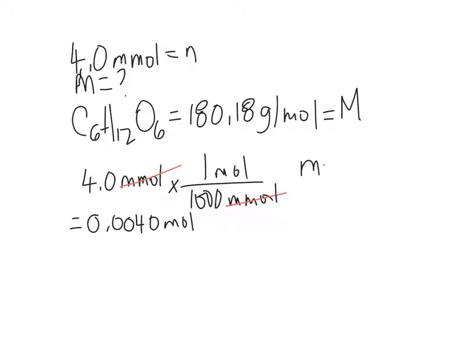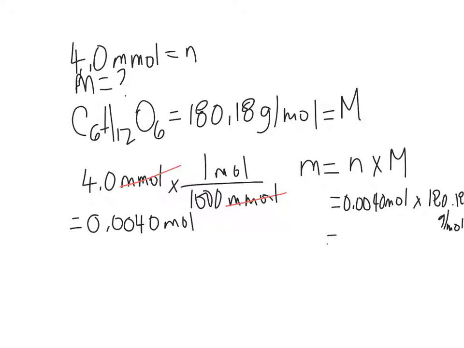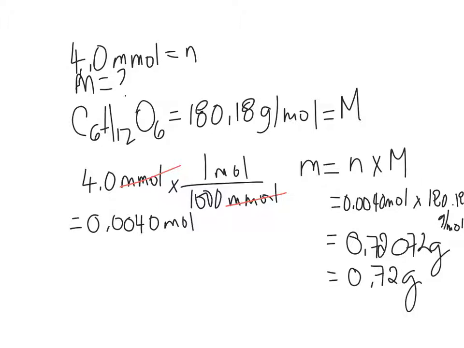So mass is going to be equal to n times big M: 0.0040 moles times 180.18 grams per mole. Okay, 2 significant digits in your initial data, so you have 2 significant digits in your final answer.